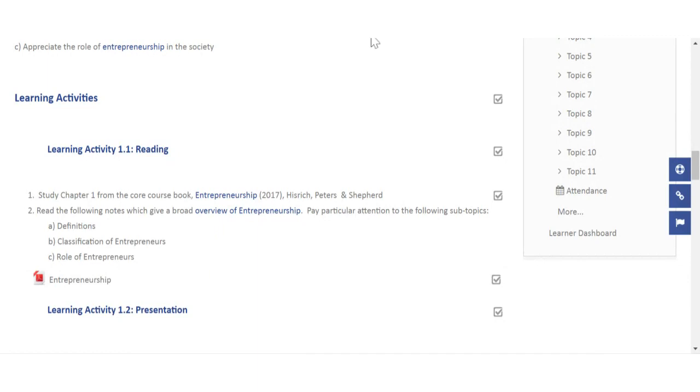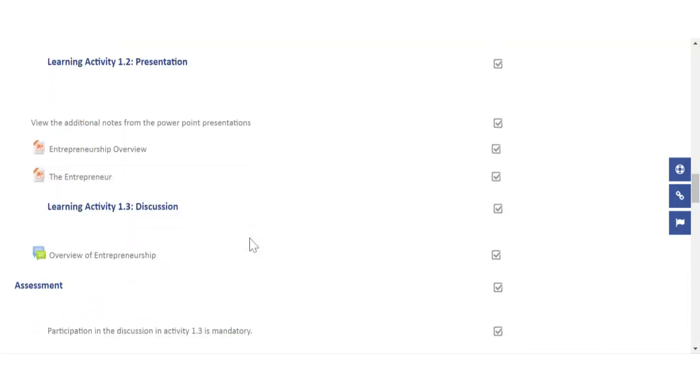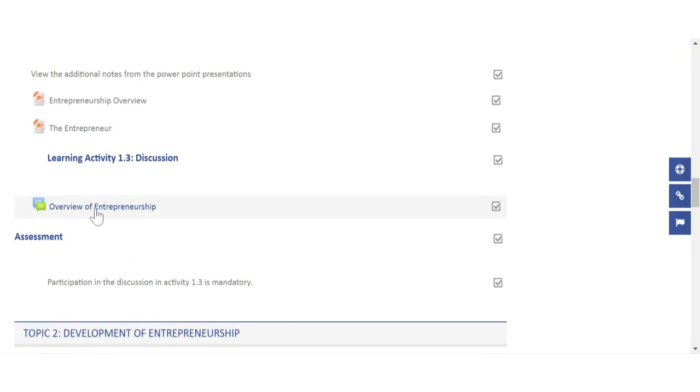So as I mentioned there, this should give you an idea of where we are going for today's course. The activities there are to look at the additional notes on the overview of entrepreneurship and who is the entrepreneur. I've also given you PowerPoint presentations that should help you understand this discipline much more.